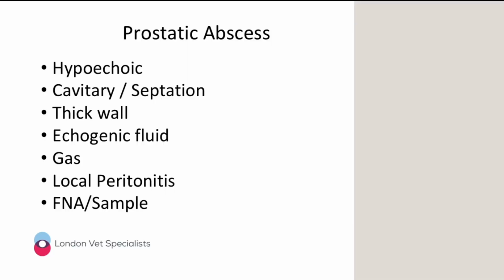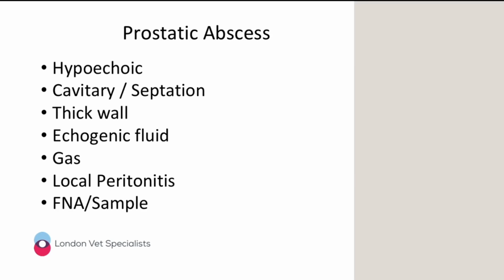Prostatic abscesses are probably the abscesses you're most likely to come across, and they have a very similar appearance. They are usually hypoechoic. More often than not, we'll see cavities or septation of the lesion. The walls tend to be thick, and they can sometimes be mineralized. You might see anechoic or potentially even some echogenic fluid within these structures.